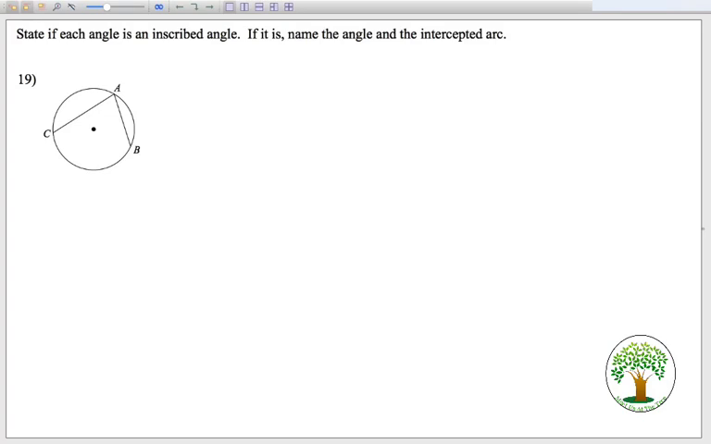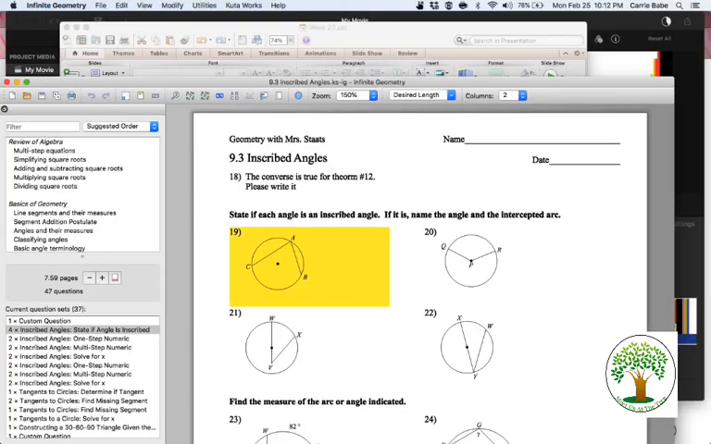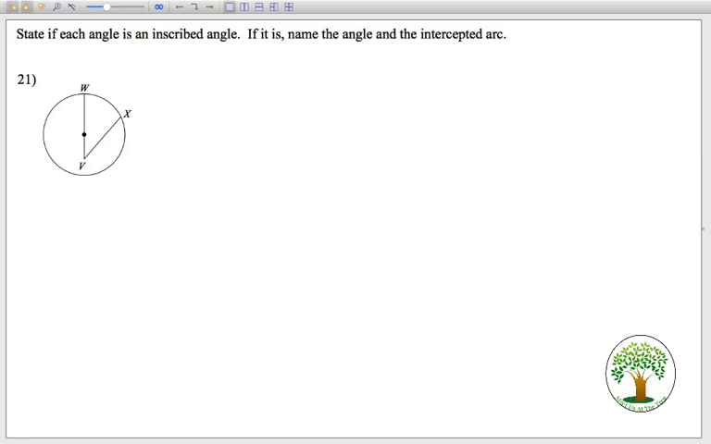We're now moving on to number 21. Number 21 says, state if each angle is an inscribed angle. If it is, name the intercepted arc. Remember that the vertex must be on the circle. That vertex is not on the circle anywhere, so no, it is not. Then we don't have to do any of that. Okay, we're done.